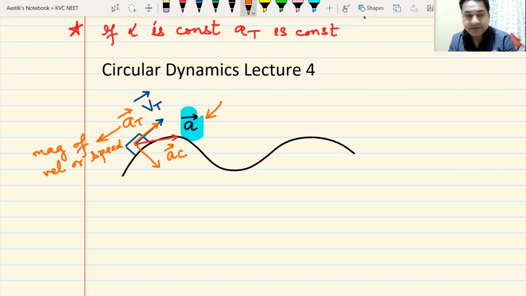Tangential acceleration AT here. What is it going to do? Increase speed or decrease speed? And yes, Abhiram, AT and VT, this is VT, this is AT, they are in the same direction. So it is going to increase the value of tangential velocity or tangential speed. Yes, everyone in the class.